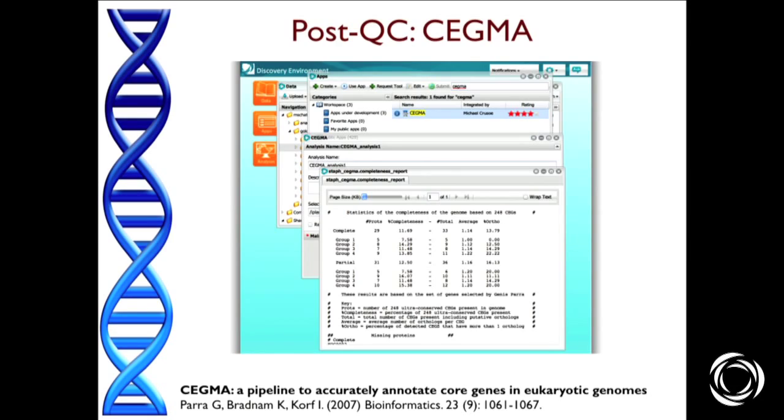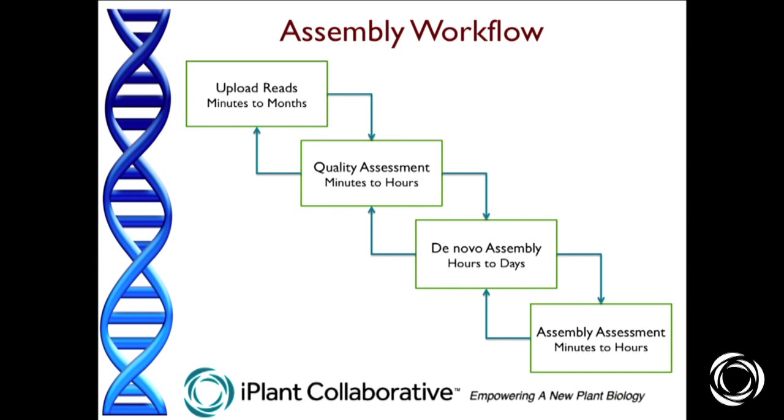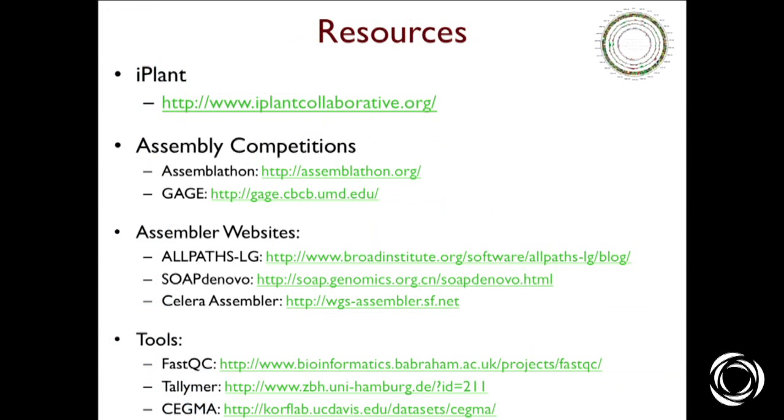Okay, so just to summarize all the steps we did, we start from initial reads. That's pretty easy. Do some pre-assembly assessment of it. Run an assembler. In the discovery environment, there's probably a dozen assemblers available. Again, I recommend ALLPATHS, but the number two choice is probably going to be SOAP De Novo or Abyss, depending on the data requirements. Then I just gave you one of the ways that you can try to assess the result of your assembly.